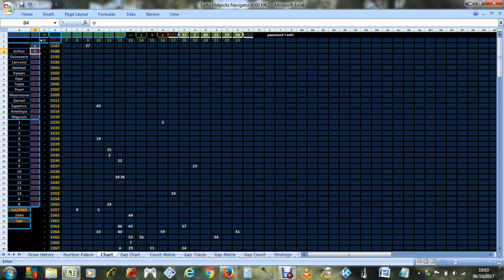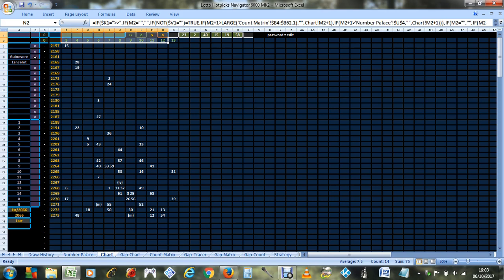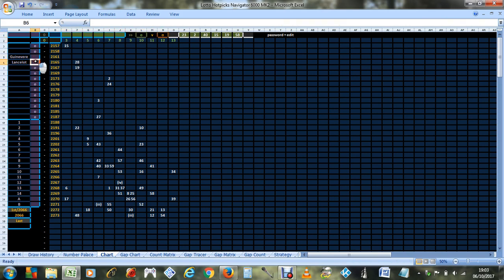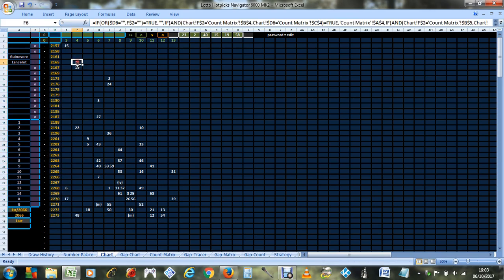So for instance, if I look at how many times each number has occurred in either Guinevere or Lancelot, and what draw each number last occurred in. Now I'm only looking at the draws where either one of these machines was used, and so I produce a chart like this. And then what I do is each time there's a draw, I see where the numbers were on the chart.